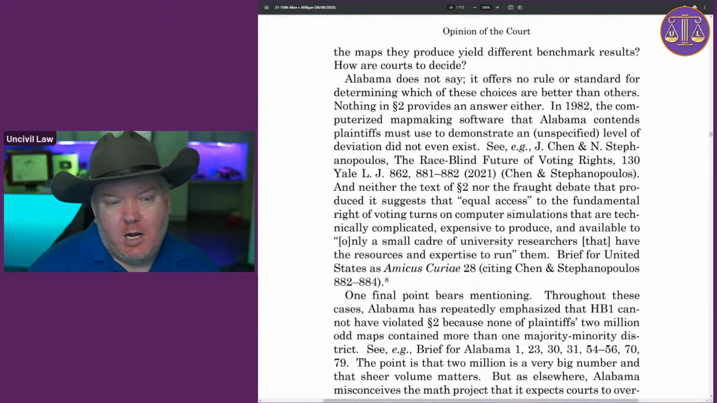Alabama does not say. It offers no rule or standard for determining which of these choices are better than others. Nothing in the relevant law provides an answer either. In 1982, the computer map-making software that Alabama contends plaintiffs must use to demonstrate the level of deviation did not even exist. And neither Section 2 of the relevant law nor the fraught debate that produced it suggests equal access to the fundamental right of voting turns on computer simulations that are technologically complicated, expensive to produce, and available only to a small cadre of university researchers that have the resources and expertise to run them. Ouch.